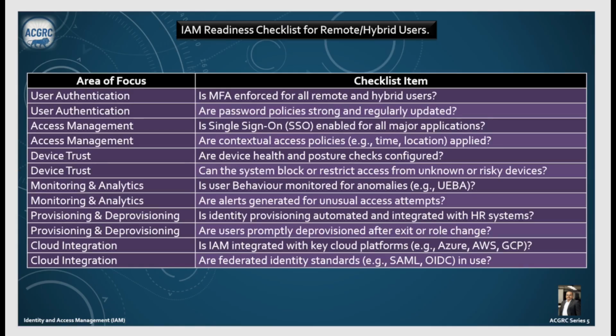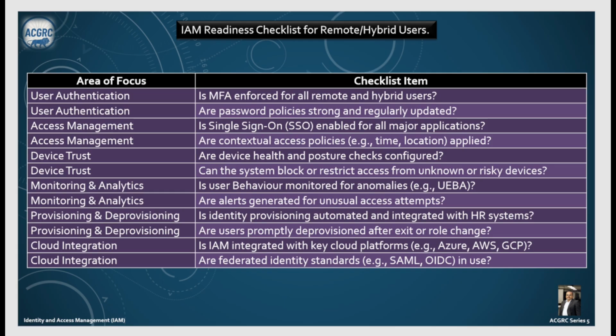Let's now take a look from a checklist perspective. Starts off to check whether your MFA is enforced on all remote and hybrid users. Next, check whether your password policy is strong and regularly updated. Is single sign-on enabled for all major applications? Are contextual access policies applied? Are device health and posture checks configured? Can the system block or restrict access from unknown or risky devices?